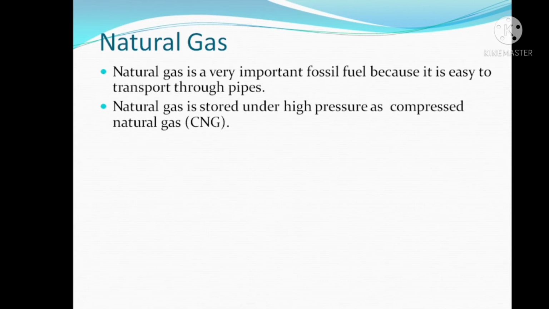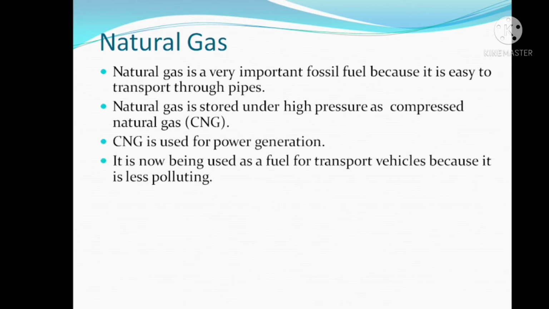Natural gas is stored under high pressure as compressed natural gas, which has the short form CNG. What is the full form of CNG? Compressed natural gas, which we use in our homes for food preparation and also in different kinds of vehicles. CNG is used for power generation. It is now being used as a fuel for transport vehicles because it is less polluting. This is a very good benefit for nature, as CNG produces very little pollution. So nowadays the government is also pushing for electric vehicles and CNG vehicles.